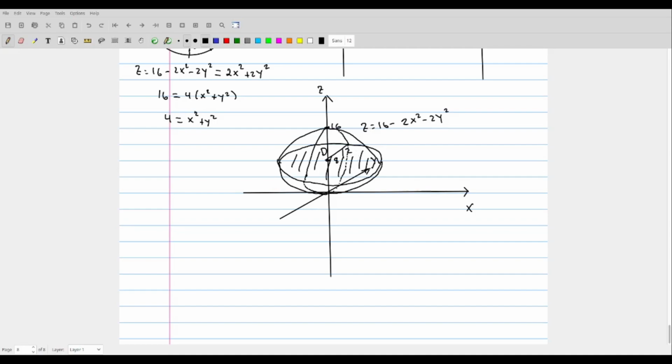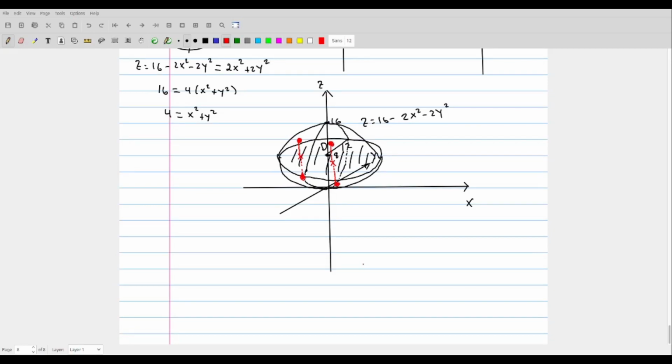Well, we're integrating over D, and D has a very nice upper bound and lower bound. At any point in D, the lower bound in Z is given by the lower paraboloid, and the upper bound in D is given by the upper paraboloid. Same thing right here. The lower bound in D is the lower paraboloid, and the upper bound in D is this upper paraboloid.